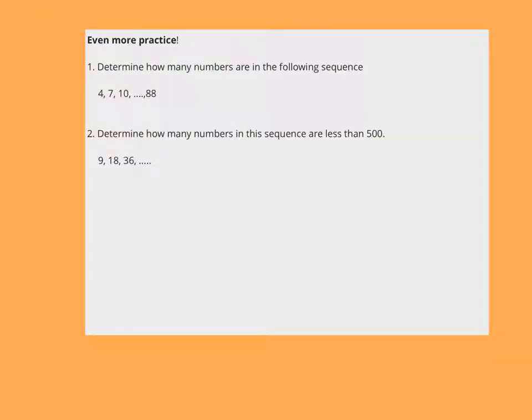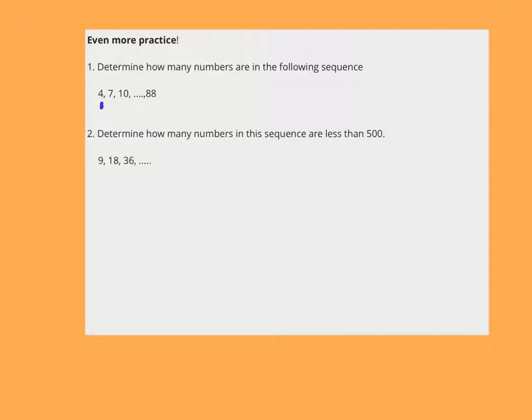In this last slide, we're going to practice a little bit more on applying these formulas. In this first problem here, it gives us a sequence. We have 4, 7, 10, and then the dot, dot, dot means there's some terms in between there. We don't know how many. And the ending of my sequence is 88. And the question is asking us how many numbers are in the sequence.